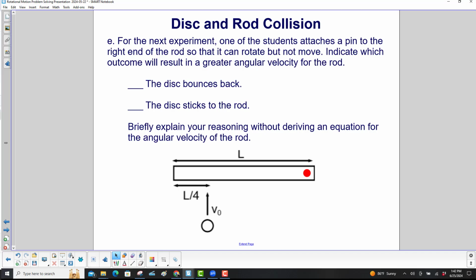E. For the next experiment, one of the students attaches a pin to the right end of the rod so that it can rotate but not move. Indicate which outcome will result in a greater angular velocity for the rod. So here's your pin right over here. The disk bounces back or the disk sticks to the rod. Briefly explain your reasoning without deriving an equation for the angular velocity of the rod.